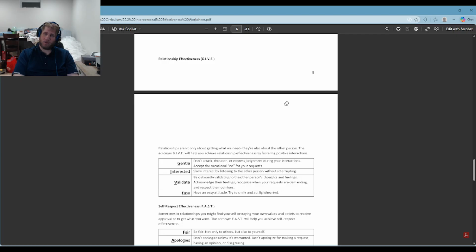For gentle, we don't want to attack, threaten, or express judgment during interactions, except the occasional no for your requests. Again, it can be hard, especially for the person that you're with, but this is how we're able to achieve that relationship effectiveness with them. Interested. So show interest by listening to the other person without interrupting. I always like to say it's like active listening. Eye contact, you're nodding, you're really just engaged. Great ways to show that you're interested in the conversation.